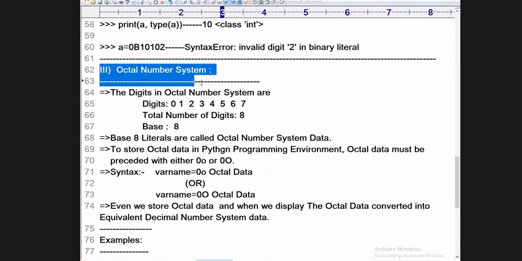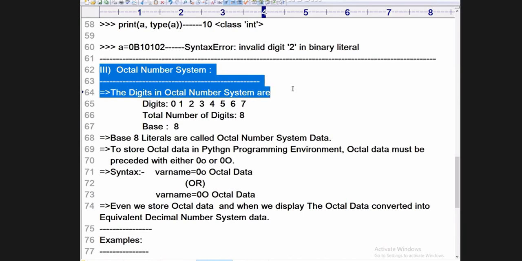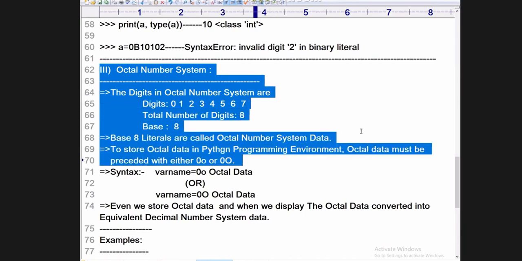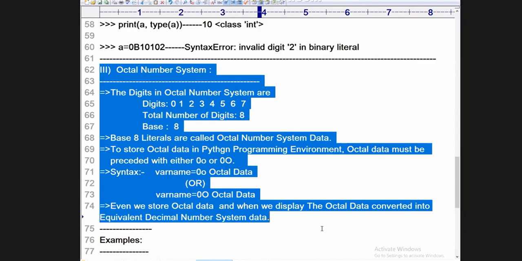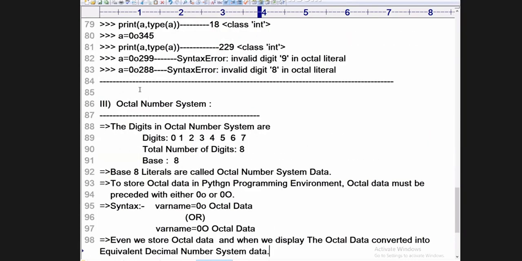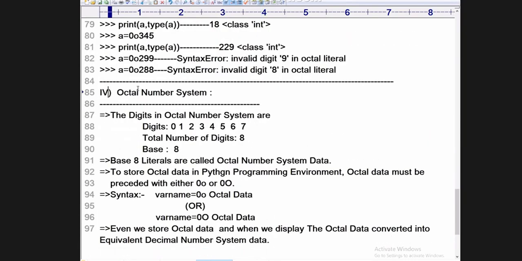Next, I want to go for the hexadecimal number system. I will take it as it is, and I will do some changes. The fourth number system is the hexadecimal number system. The digits in the hexadecimal number system are 0 to 7, 8, 9, and then A, B, C, D, E, F. These are another type of digit.